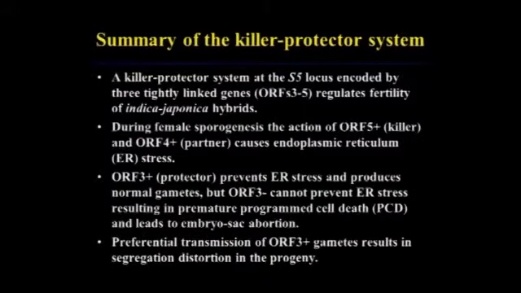So, a summary of the killer protector system. It involves three open reading frames that are very tightly linked, within only a 100 kb genome region. During female sporogenesis, the action of OF3, OF5, and OF4 together will cause embryo sac ER stress. OF3 could prevent ER stress and produce normal gametes, or otherwise the gamete is killed, resulting in preferential transmission of OF3 gametes and segregation distortion.